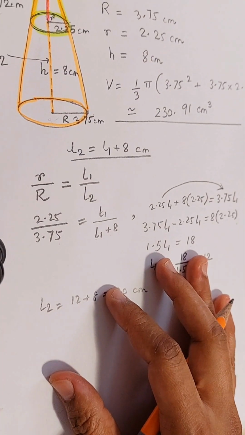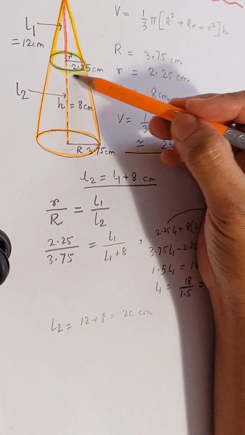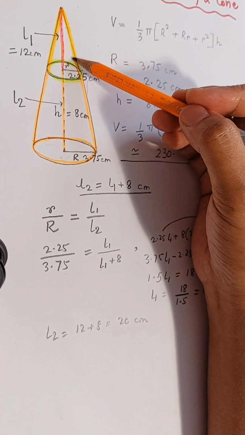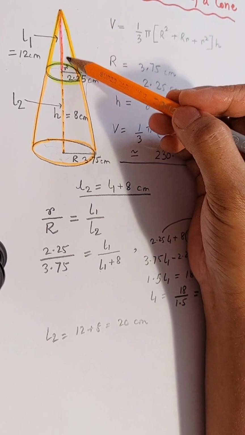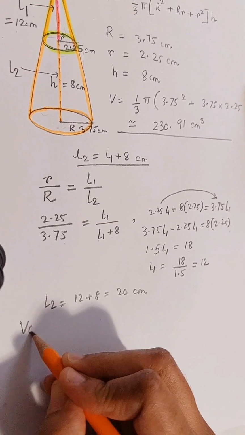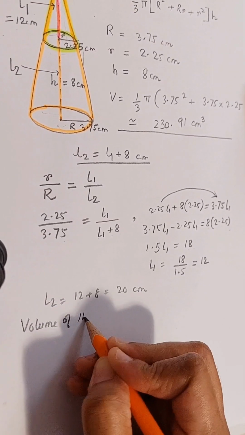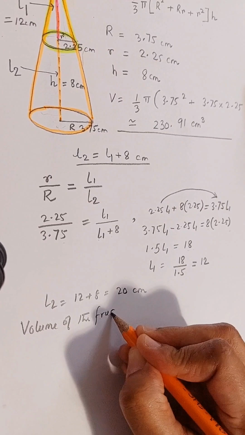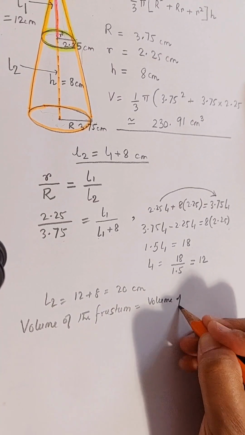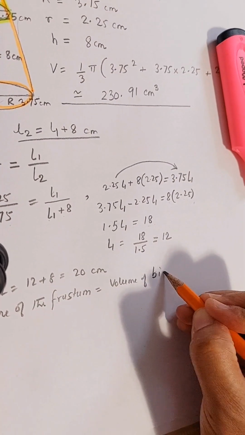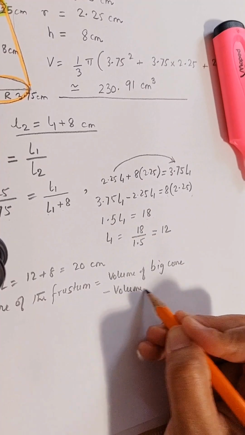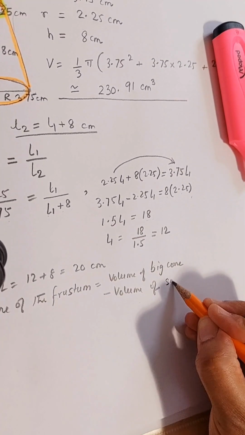Now the volume of this frustum should be the volume of the bigger cone take away the volume of the smaller cone at the top. So we'll write the volume of the frustum should be equal to volume of big cone take away volume of small cone.